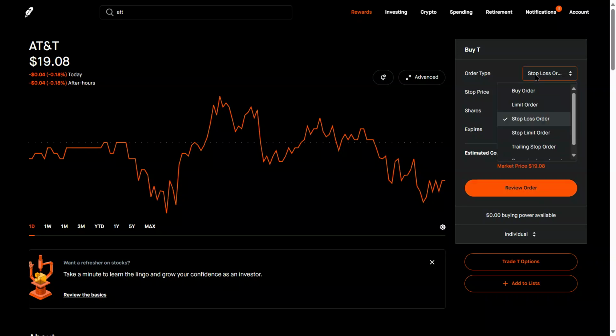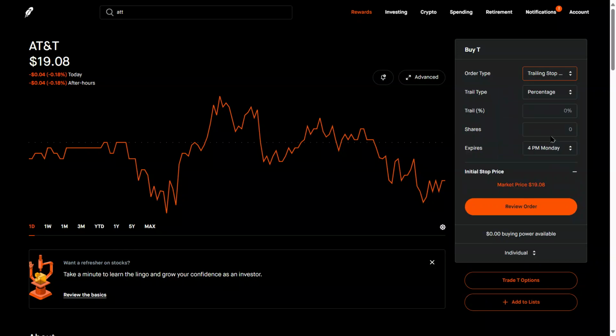So you have that. Okay. The trailing stop, right? Okay. I like this one too, right? But I use this one once I'm up, right? So let's say that this stock, AT&T, we get in it right now. We're in it at $19.08. Okay.